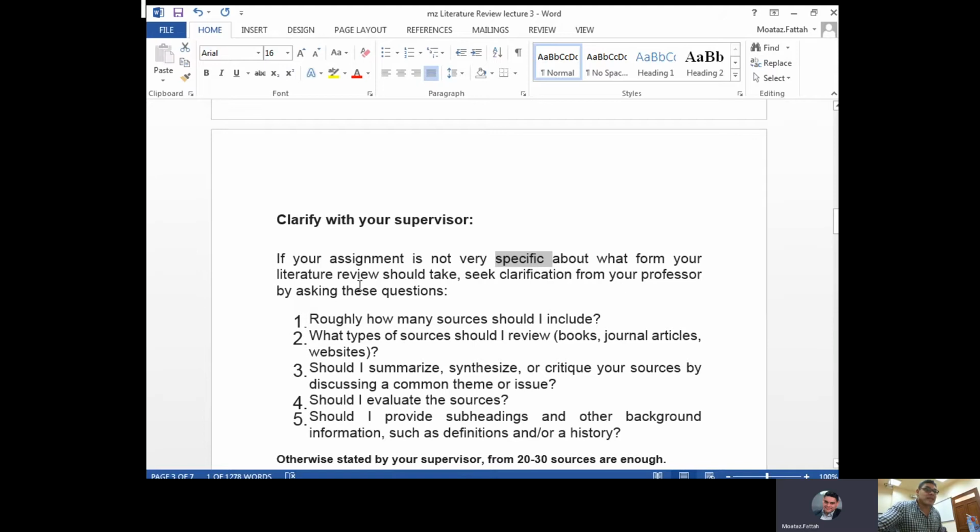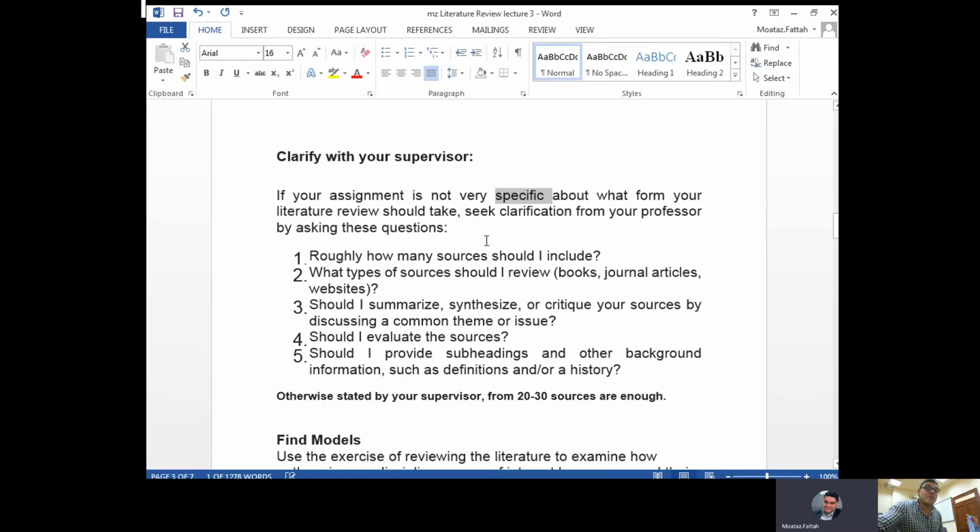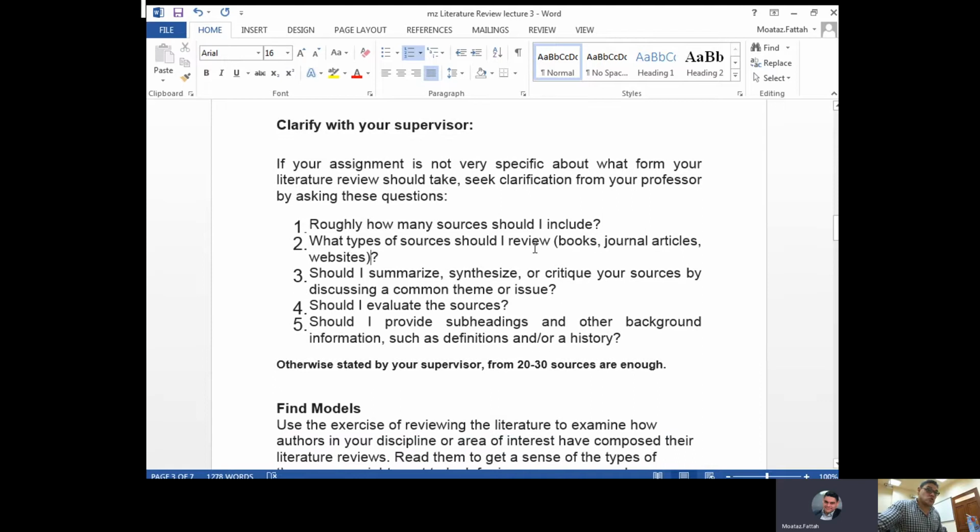your professor by asking this question. How many sources should I include? Don't be shy to ask how many. What type of sources should I review?